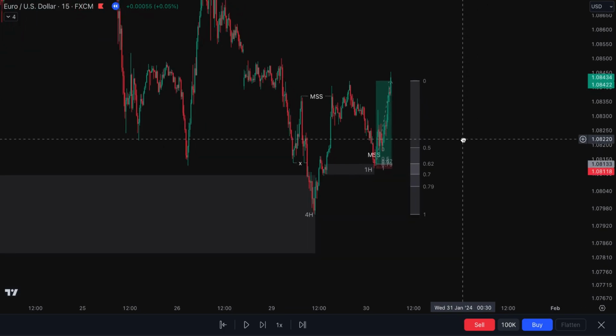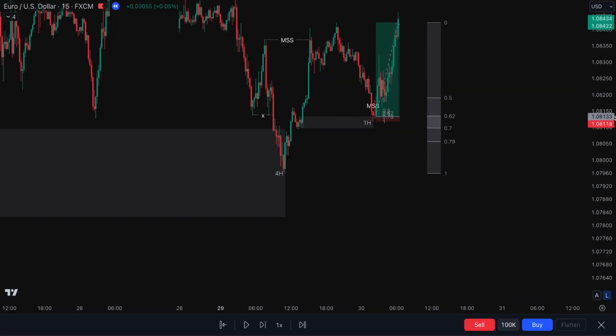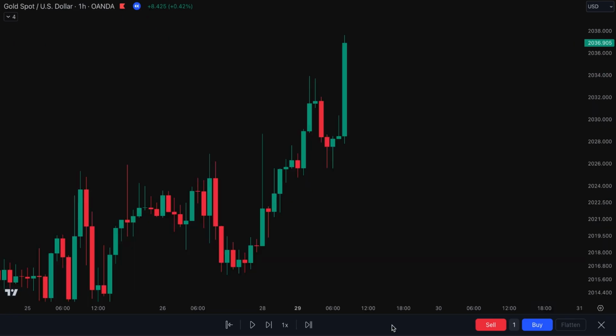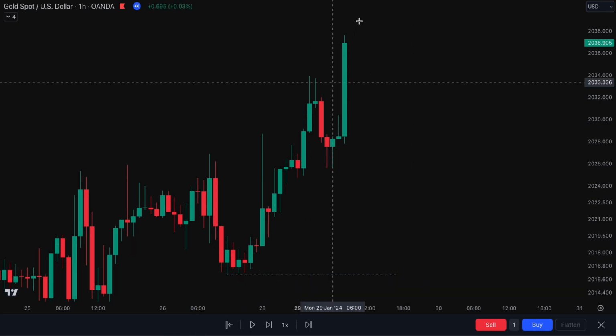Yeah, and that is pretty much how I use the Fibonacci retracement tool. This was a trade I took on gold. As you can see, we have this clear price range from this low to this high right here.